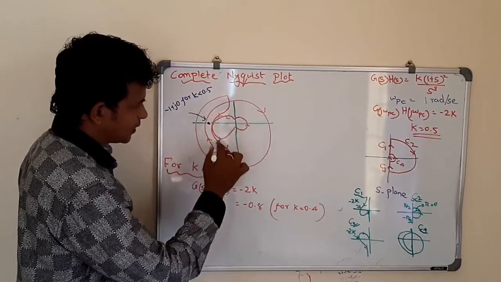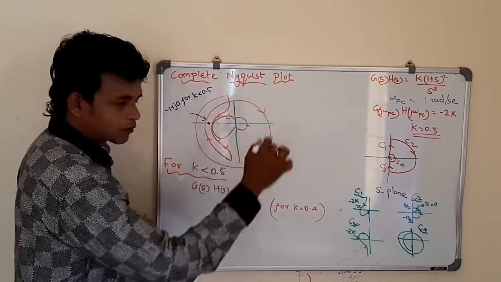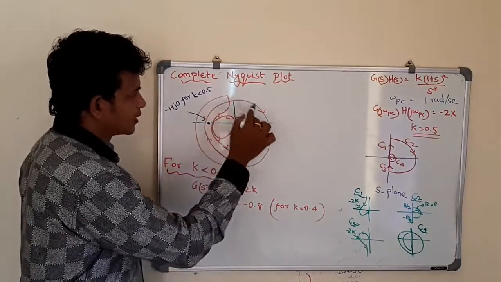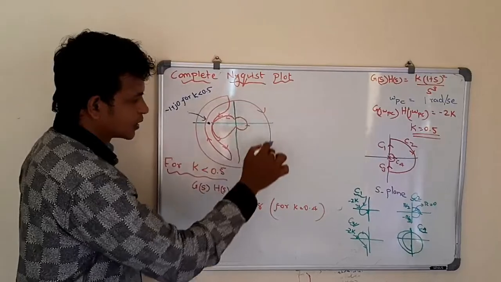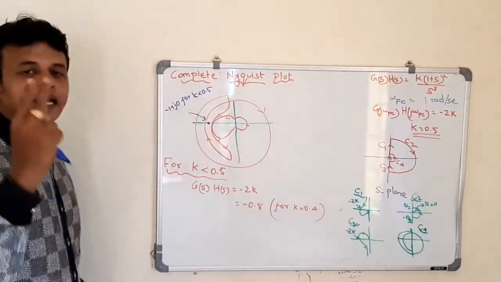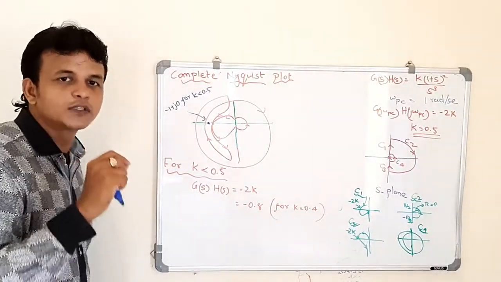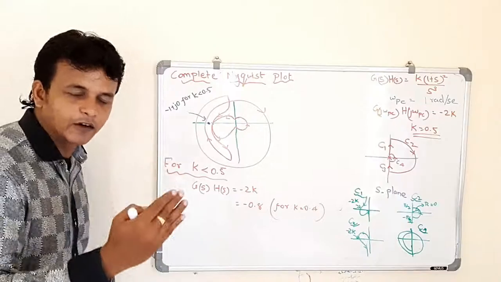This is one encirclement, and this encirclement is in clockwise direction. And another encirclement is this one, which is also in clockwise direction. So we have two encirclements in clockwise direction. That means we have two right hand poles, two poles in the right hand side of S plane.